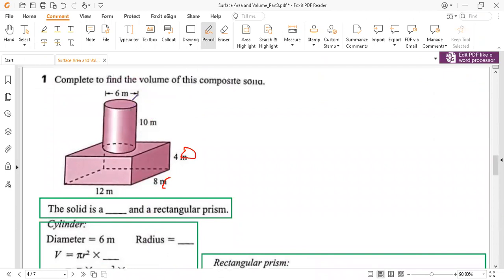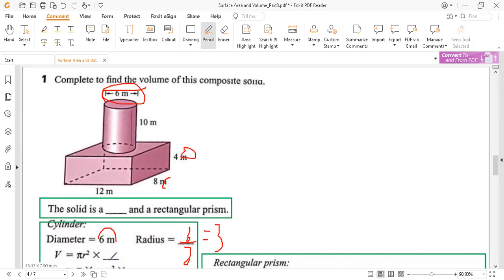And what about the cylinder? Here we know that the diameter is 6 meters, because they give us the diameter and not the radius, but the formula of the area of the circle involves the radius. So we know that the radius equals half of the diameter. So 6 divided by 2 is 3 meters. So 3 meters, and also the height here.